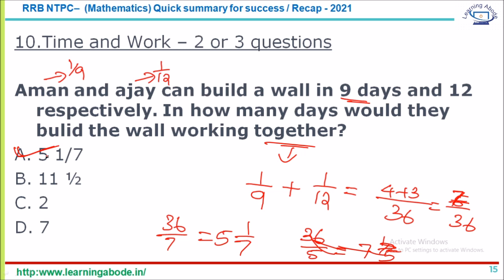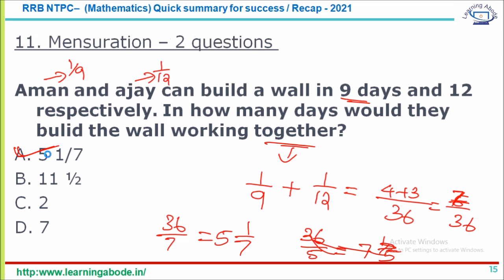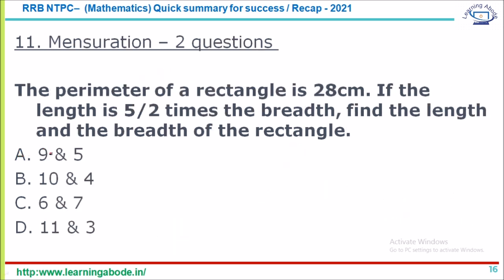So rate of work method, a simple question. The 11th topic is mensuration. You often get 2 questions. In mensuration, I don't remember seeing any questions like sphere or volume of a cylinder or a cone. Most often the questions are related to a rectangle, triangle and so on. Very simple questions only you get.